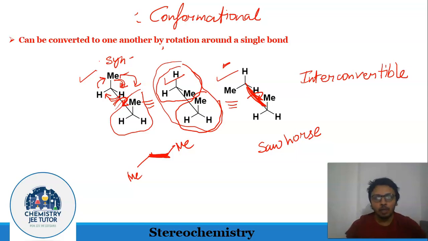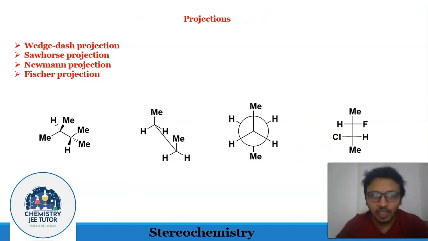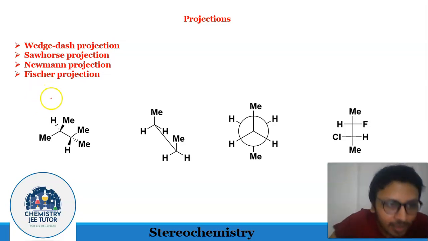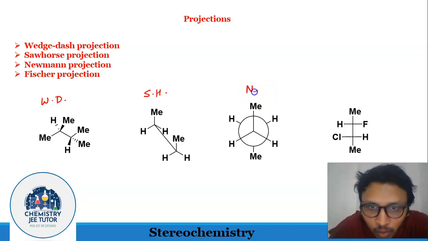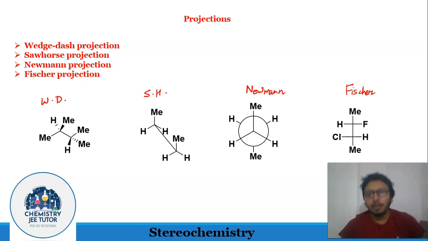In order to properly depict these isomers, scientists came up with different projections to classify them. The different projections are the wedge dash projection, Sawhorse projection, Newman projection and Fischer projection. The corresponding examples are given here. This is the wedge dash projection, I'll write WD in short for wedge dash. This is Sawhorse. This is Newman. And this is the Fischer projection. So these are different examples of projections.